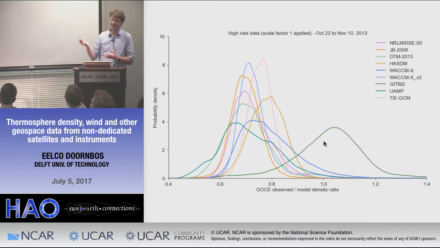Now that's of course a strategy that might be valid. I don't know. The only problem is that since then we made a more detailed geometry model of GOCE, and we can now scale the GOCE data to this better geometry, and then GITM is to the right of 1, and all these models turn up a little bit closer to 1, but still the models are below 1 in general.